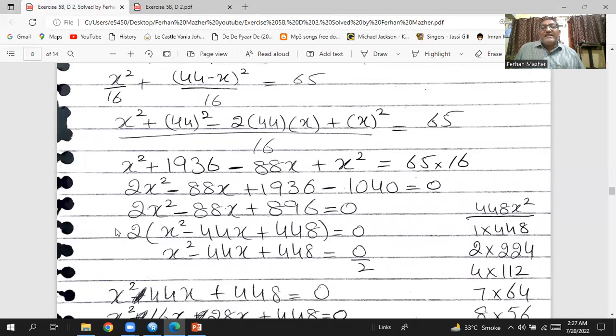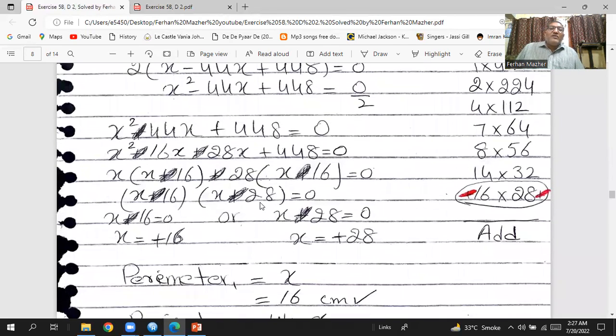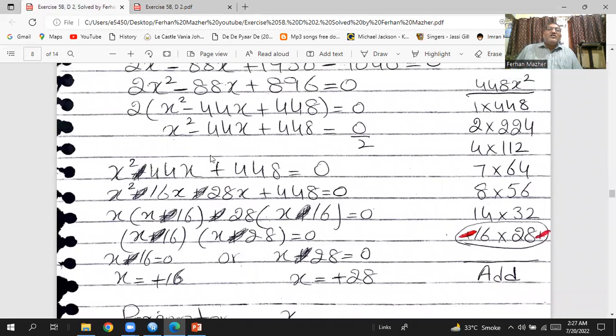So from here you can see that the 2 can be taken common from all these 3 terms. So take the 2 common. So you are left with the x square minus 44x plus 448 inside that bracket. We have taken 2 common. This 2 will go to the other side. It will divide with the 0. And 0 divided by 2, so you will have 0. So you will have x square minus 44x plus 448 equals to 0.